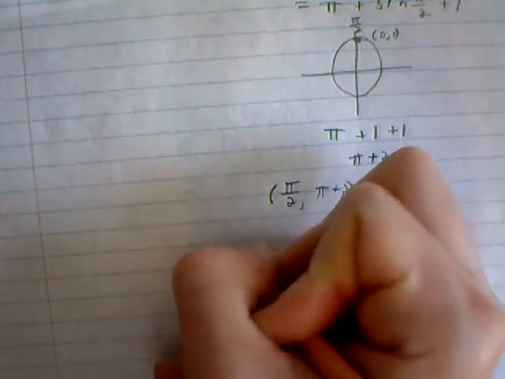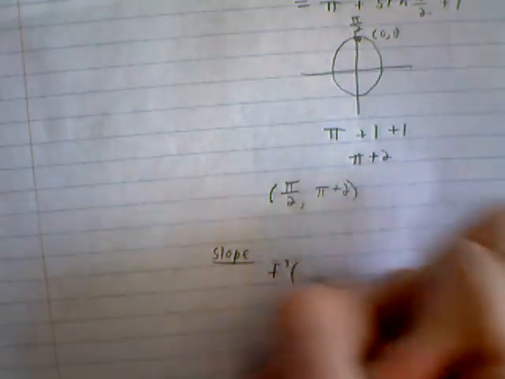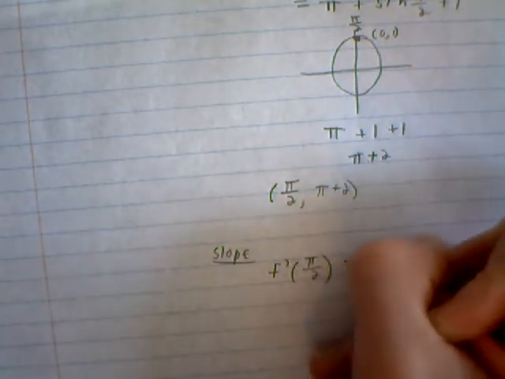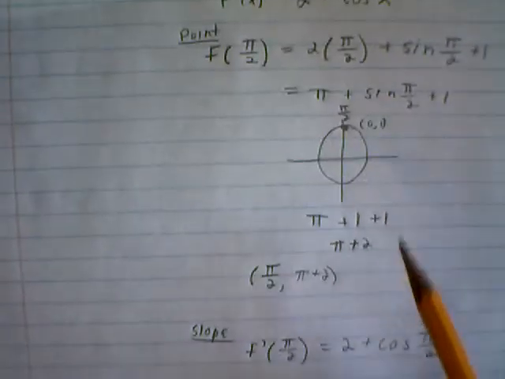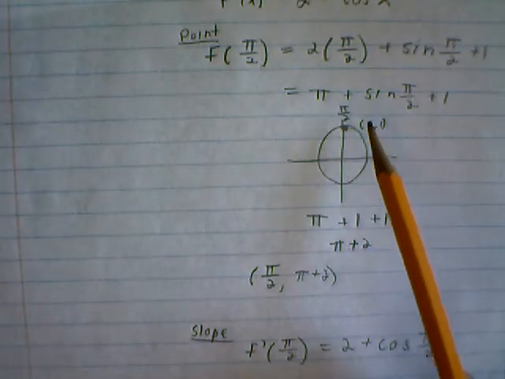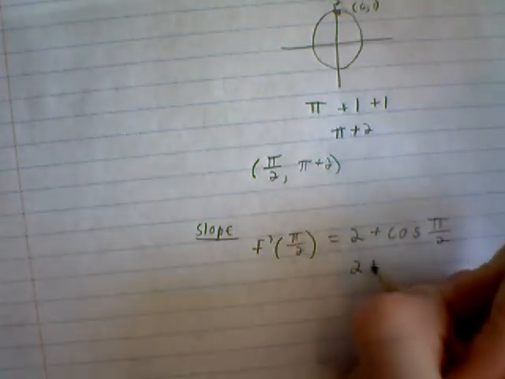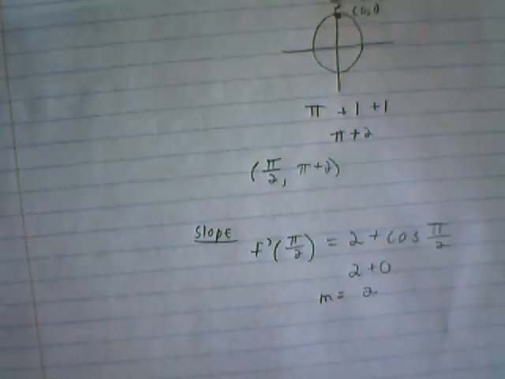All right, now let's find my slope. I'm going to find f prime of pi over 2. That's going to be 2 plus cosine of pi over 2. I'm going to look at the same unit circle. Here's pi over 2. The cosine is the x value, 0. So I'm going to have 2 plus 0, or 2. So my slope is 2.